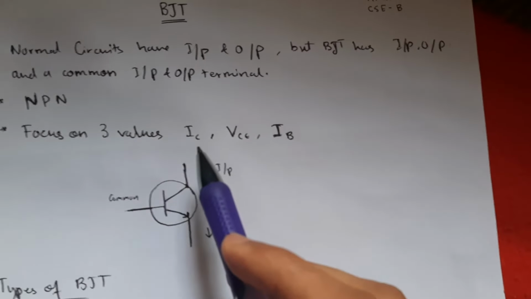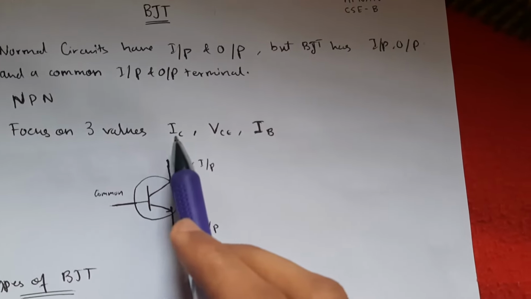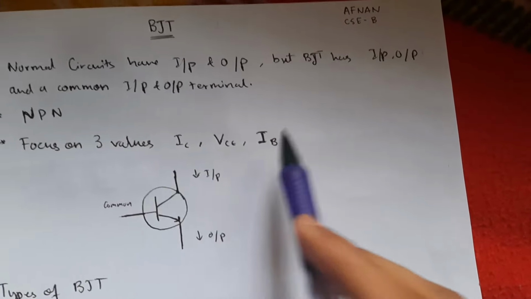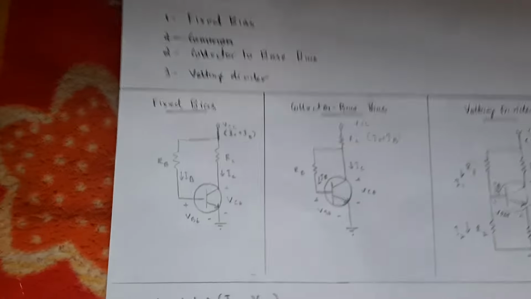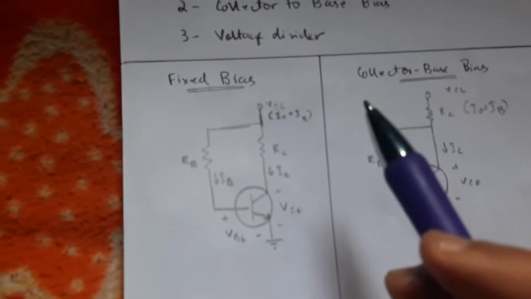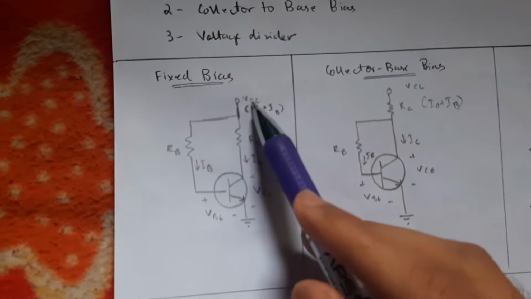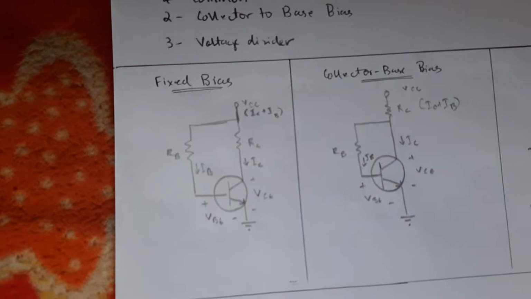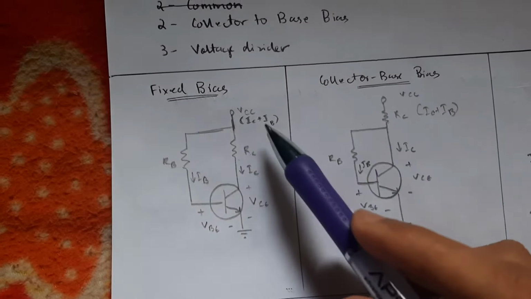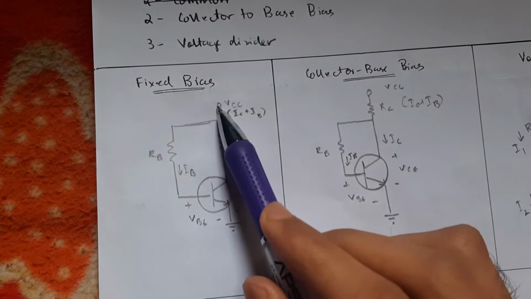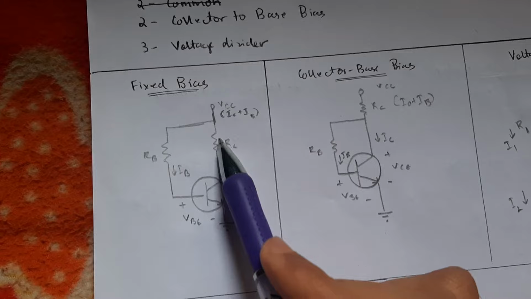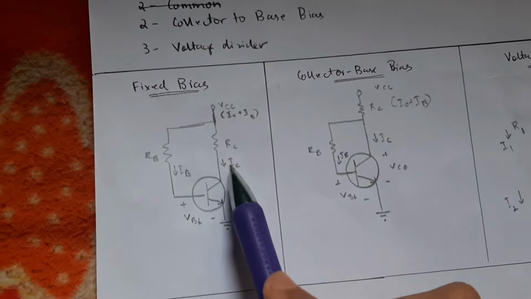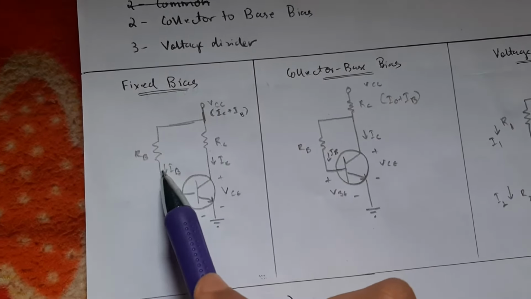For numericals, keep in mind you have to focus on these 3 values: IC, VCE and IB. Now there are 3 types of BJT. These diagrams are very simple. Look here, the first one is fixed bias. In fixed bias, VCC is here, and the supply voltage always starts from VCC, and from VCC some current comes. The current gets divided at this junction through RC and RB. In RC the IC gets passed and IB gets passed in RB.